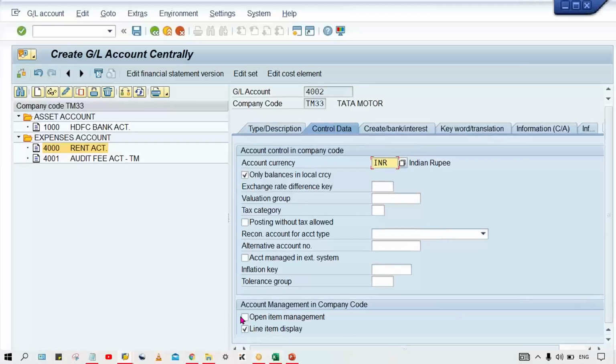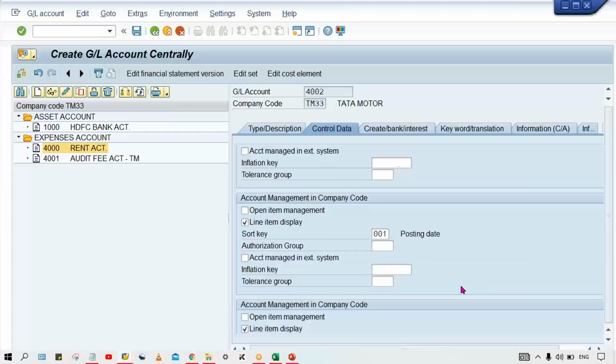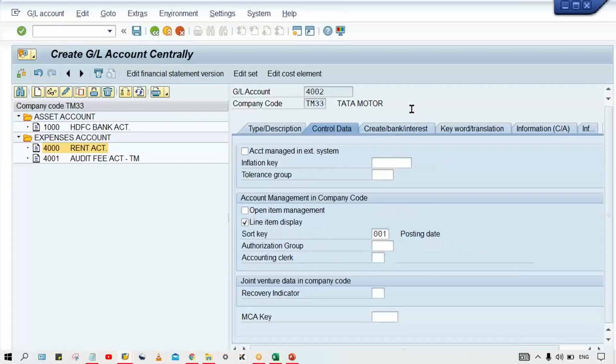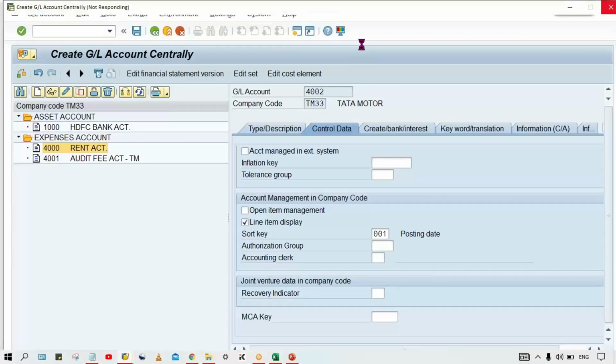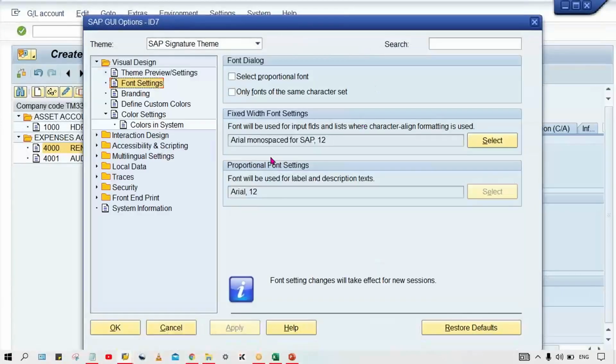Okay, so now here, line item display, then sort key. Why is it supposed to appear like this? We'll do one thing, guys. From here, we can increase or decrease the font size. We'll be having options. I think the font size is bigger, that is why it is showing like this. Let me decrease the font size so that no need to drag it down.